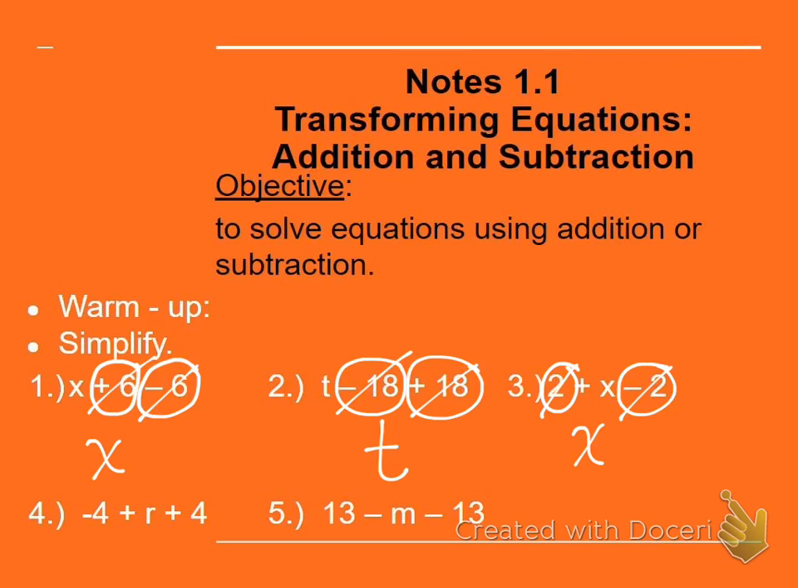All right, on number 4, what's getting combined? Negative 4 and positive 4 combined to give me 0 again. So we're left with R.